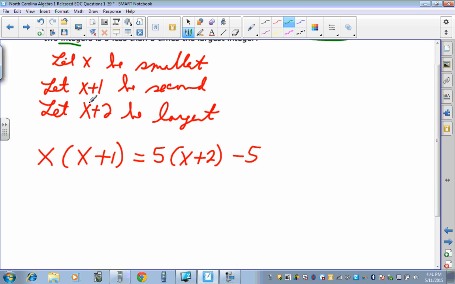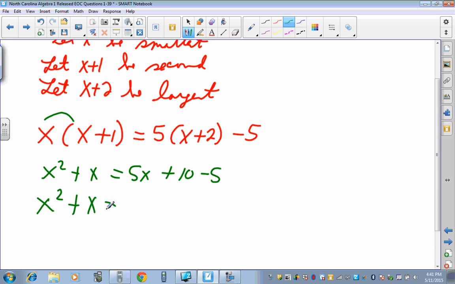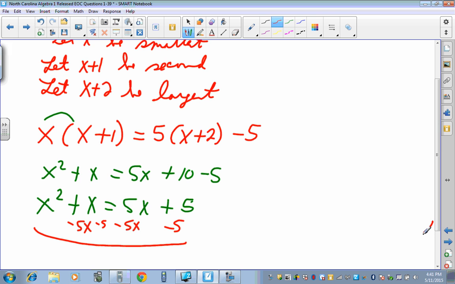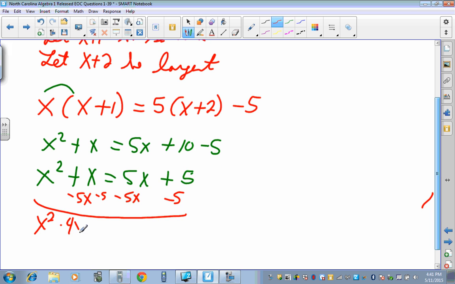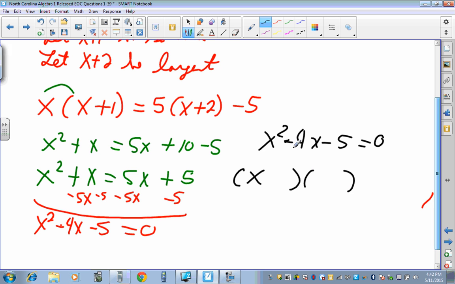We need to solve this equation. So that will be x squared plus x equal to 5x plus 10, take away 5. This equation is degree 2 or higher, which means we need to make it equal to 0 and solve. So let's see. To make it equal to 0, we would subtract 5x from both sides. We would also subtract 5 from both sides. So that will give you x squared minus 4x minus 5 equal to 0. Let's see if we can factor it. We think what multiplies to give us negative 5 and adds to give us negative 4. That'd be (x minus 5)(x plus 1) equal to 0.